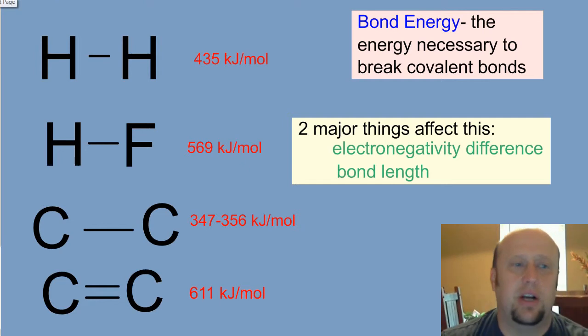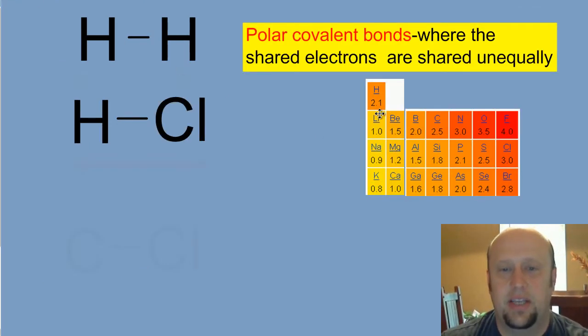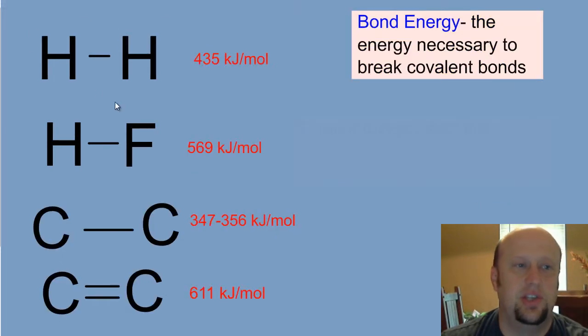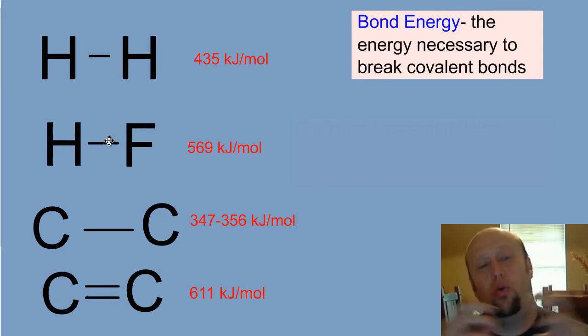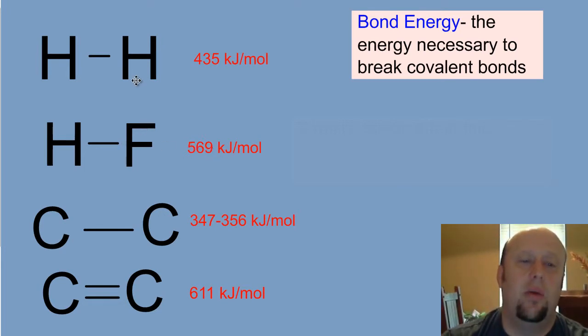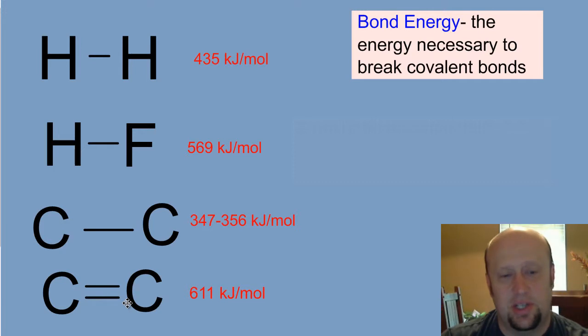And remember, we talked last video about the electronegativity. So if there's a big electronegativity difference, then that's going to change the bond character as well. So in this HF bond, even though the bond is longer than the HH bond, there's a lot more electronegativity difference, and that's going to hold them together a lot tighter than the HH bond. And then you see here double bonds, and we'll talk more about those in a second. Double bonds are going to be much stronger than single bonds.